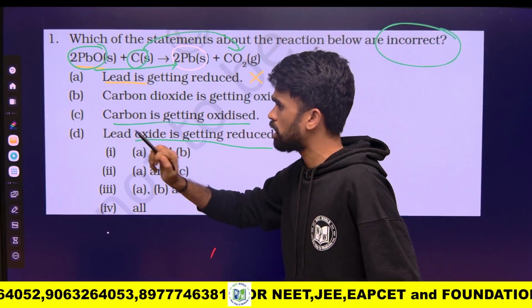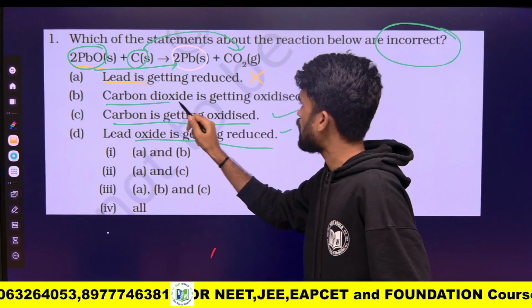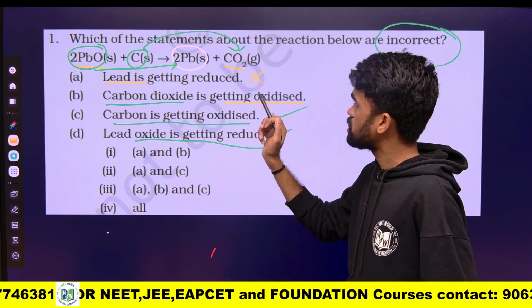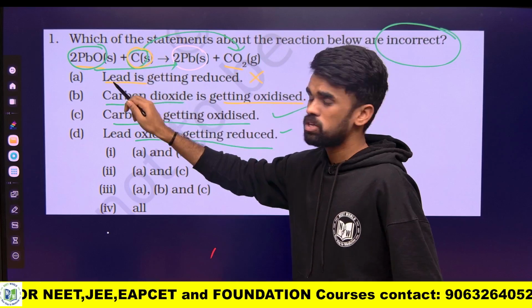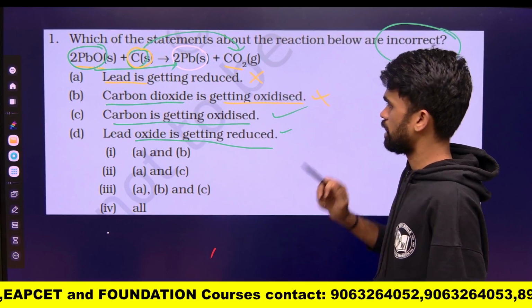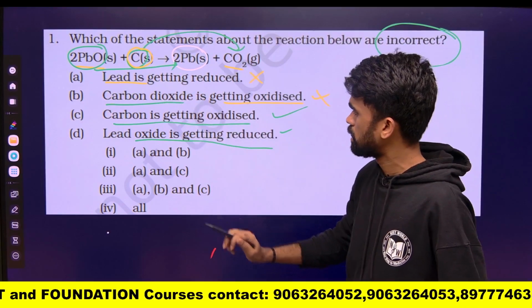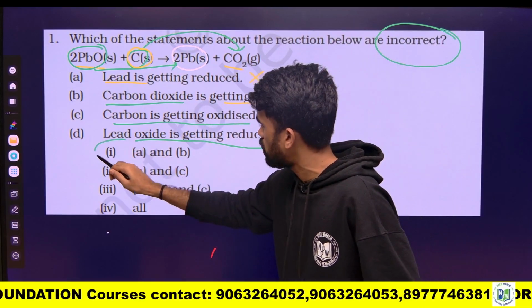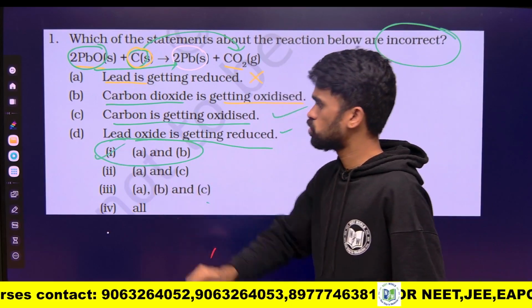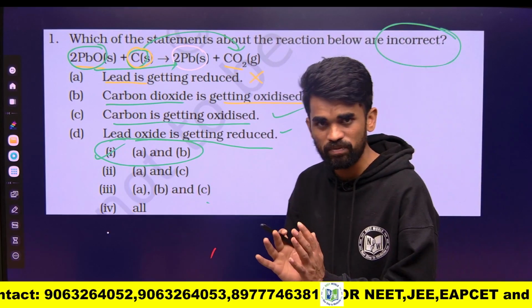Similarly, look at the option which says carbon dioxide is getting oxidized. Carbon dioxide is not getting oxidized, just carbon is getting oxidized. So the statement is not correct. So the second option is also not correct. So A and B are incorrect, and the option with A and B incorrect is option 1. You should choose option 1. I hope this is very clear now.